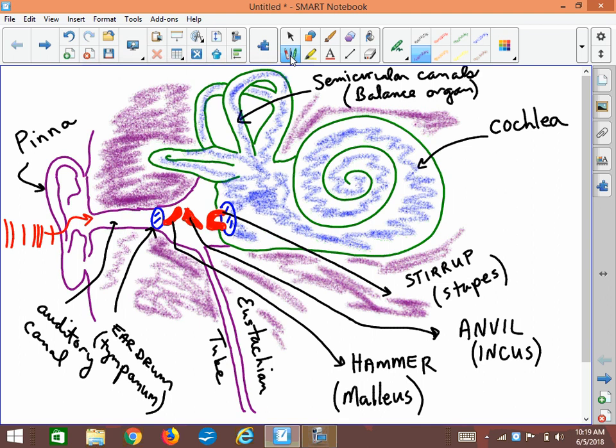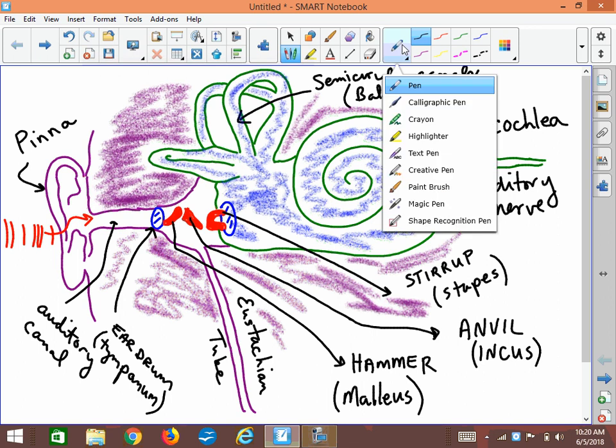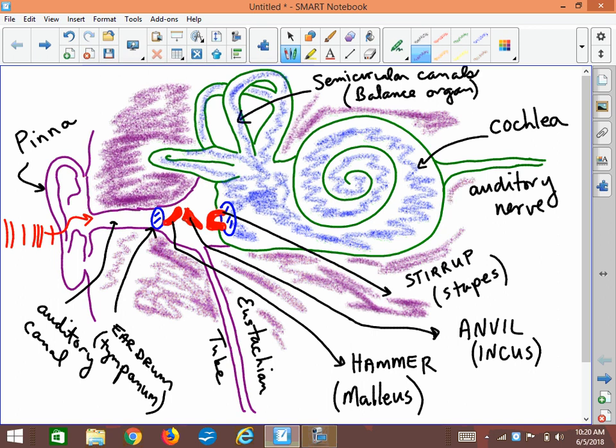I'll go back to my green color. Pen. Right here at the back of the cochlea, there's an extension in the bone that becomes what's called the auditory nerve. Let's see if I can squeeze that in here. Auditory nerve. The nerve is actually inside this bony cavity, but go back to the bones, and there we go. So there's the ear. Okay.